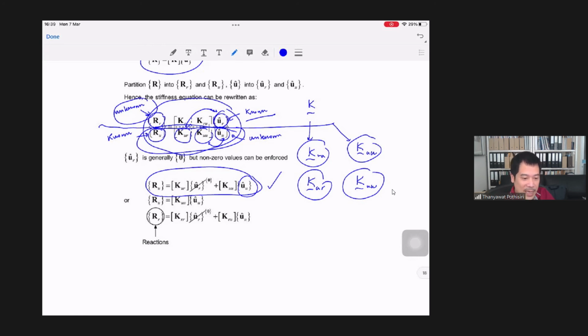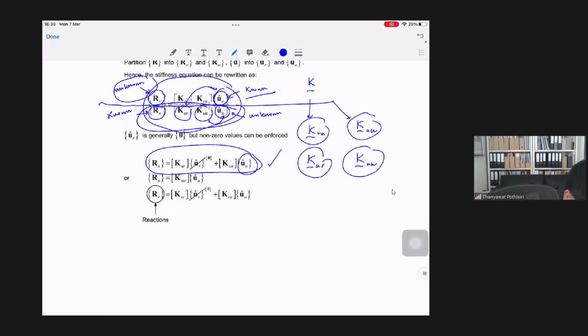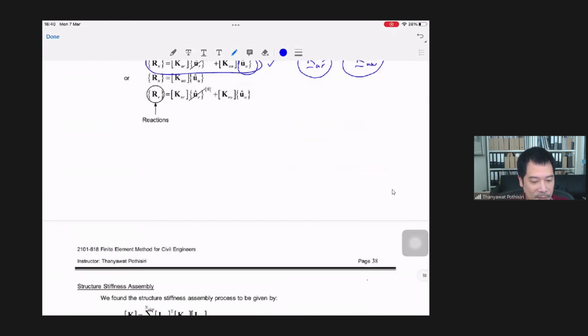But what you can do is think of having some known values of displacements and modify the stiffness equation based on these known values of displacements. So how can we modify this system of equations then?